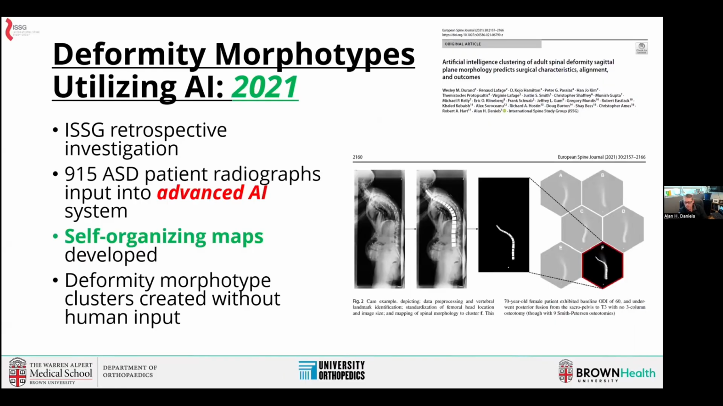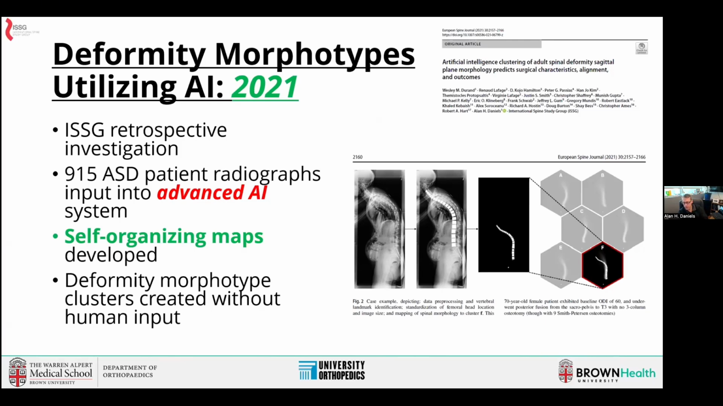This was 2021. This was my first paper on AI, and I thought it was amazingly ingenious. And if you think, only 5 years later, there's now literally thousands of papers on AI and spine. We started this in 2020 and published in 2021. We looked at 915 patients that had full radiographic data. And what we did was we uploaded the radiographs into an advanced AI system, advanced at the time.